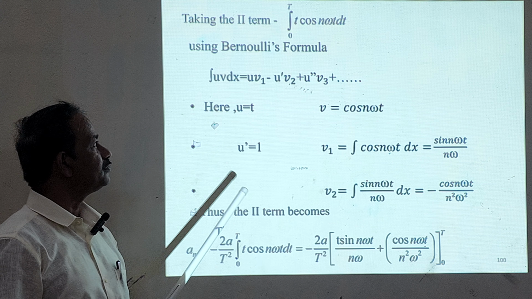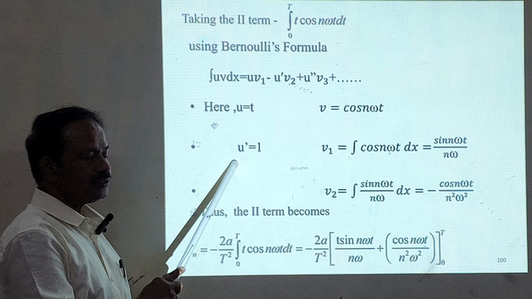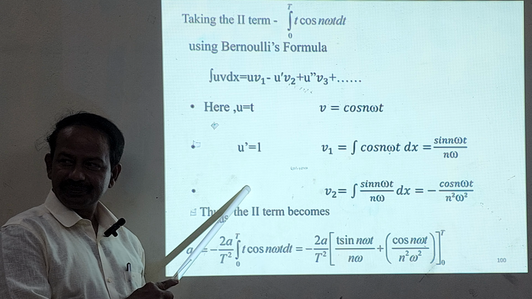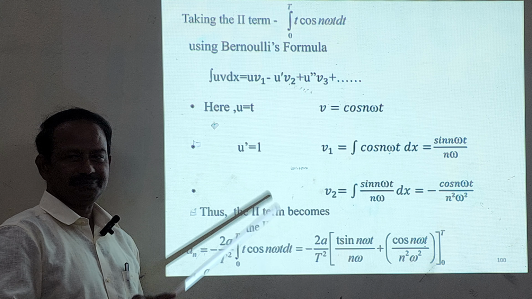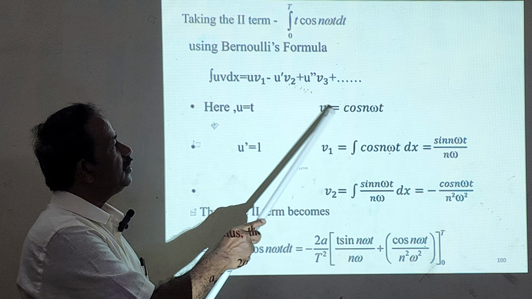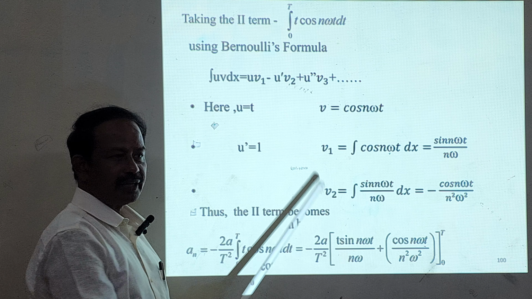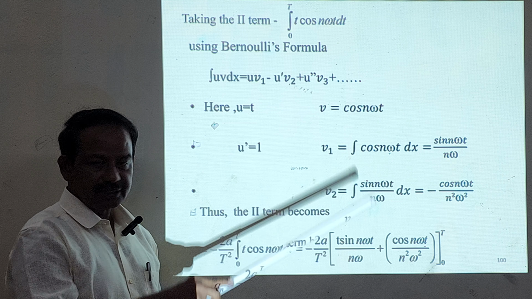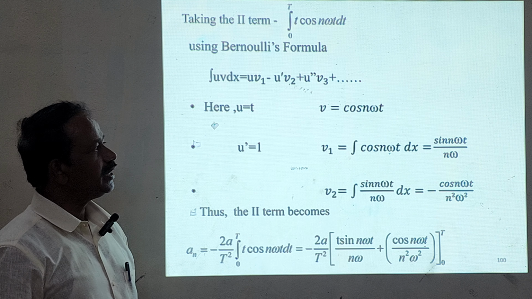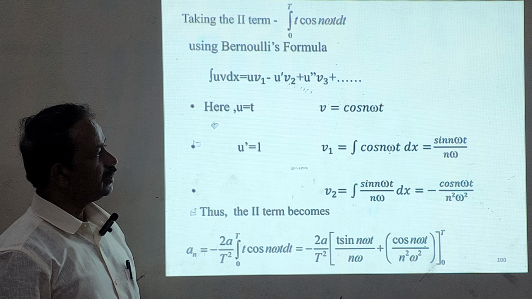We can solve the second term. So u equals t, differentiating gives you 1. What is the double differentiation? 0. So we can't go further, we can have only two terms. Now v equals cos n omega t. Integration of v, that is the integral of cos n omega t dt, will give you sin n omega t by n omega.